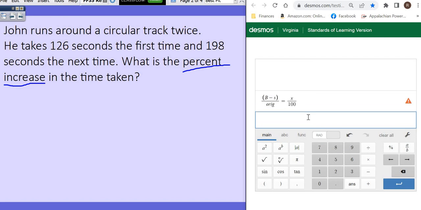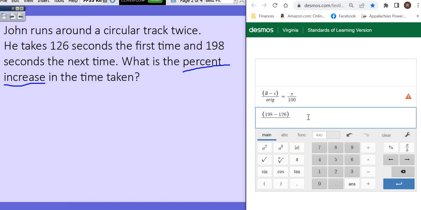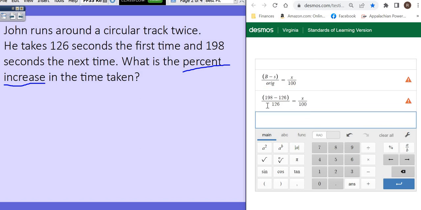So let's go to our next line and plug in the numbers. The biggest number was the 198. The smallest number was the 126. Now, the original number is what comes first. Well, the first time was 126. Then again, I'm going to put equals X divided by 100. Then I'm going to do my math in the next line. I'm going to cross multiply here.